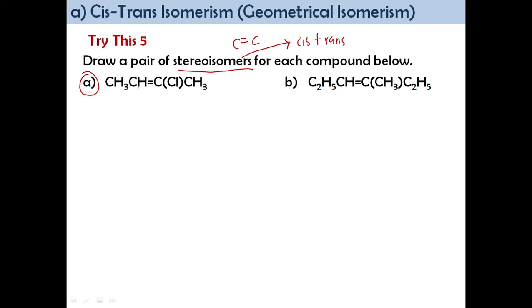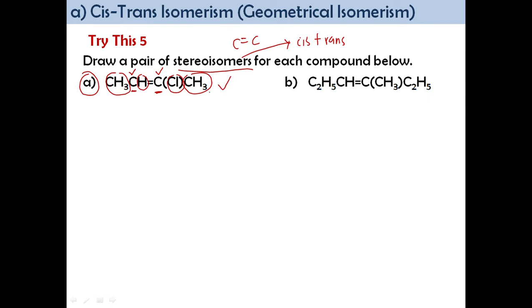Okay, tapi kalau kita tengok, carbon, double bond, carbon. So, this carbon is bonded to H and CH3. So, this is two different group. So, carbon ini boleh. Okay, what about this carbon? Chlorine and CH3 is two different group, so this carbon is also can. Jadi compound ini boleh buat cis-trans.